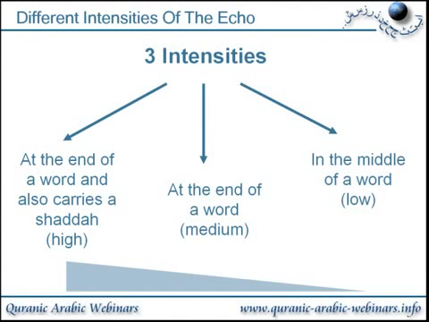So here I've drawn a slider showing the intensity. Again, in the middle of the word it's the lowest, at the end of the word if it's read as sakin it's medium, and at the end of a word where it's read as sakin and it carried a shadda before you made it sakin, then it goes to the highest level.